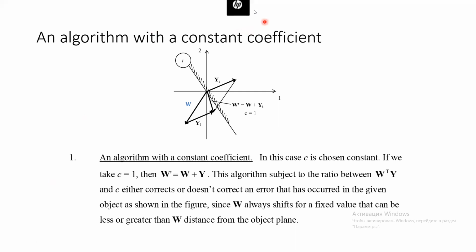So there are several modifications of the algorithm. Algorithm with a constant coefficient: when our coefficient C is equal to some constant value, for example 1, we just move our weight vector by calculating the sum of the weight vector and our object. We are trying to move it closer to our vector of object.